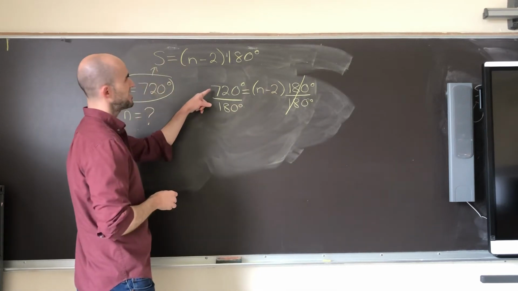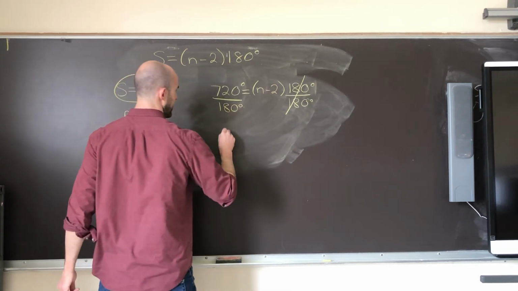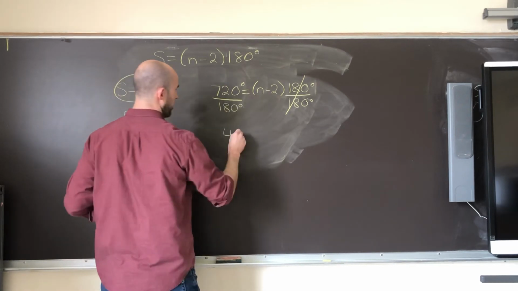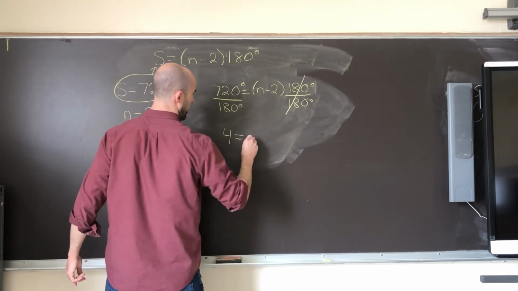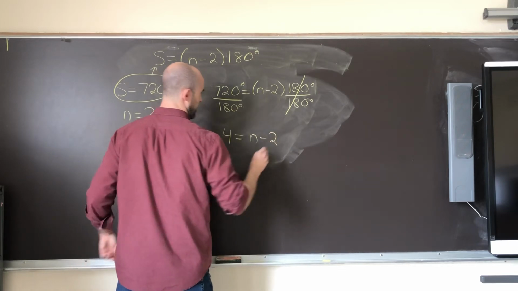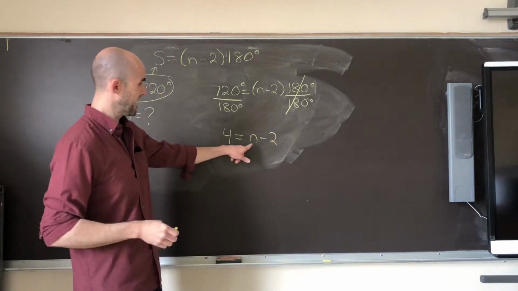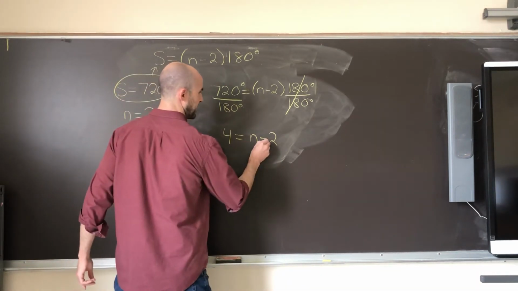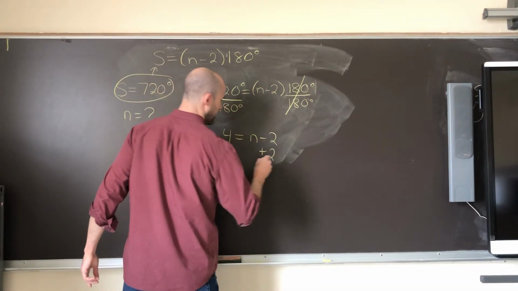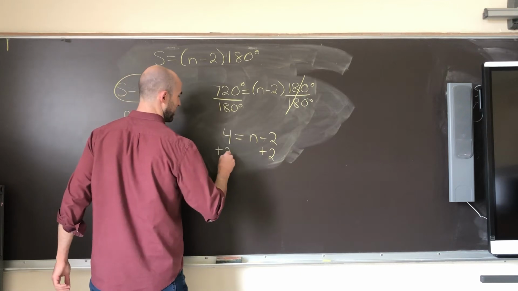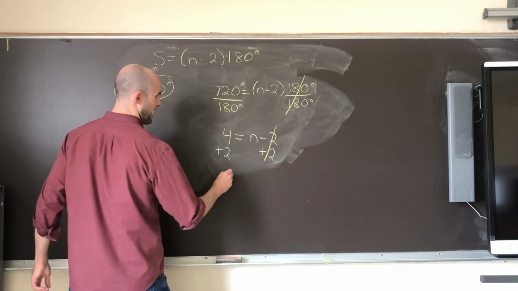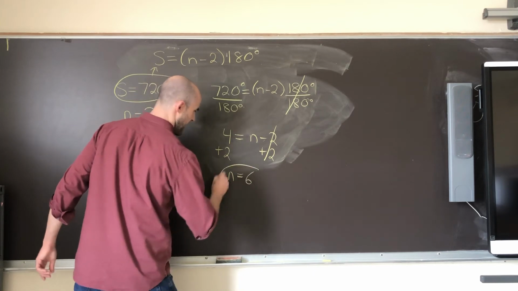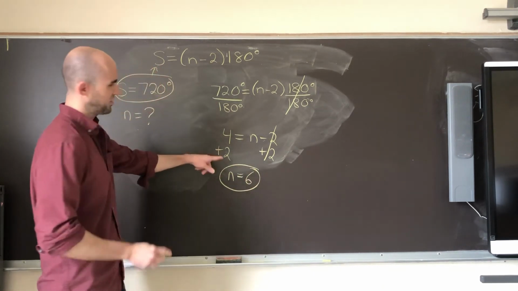And now we have that 720 divided by 180 gives us 4, right? All we did was just divide. So we have 4 equals, now n minus 2 is all we have left. To get n by itself, let's get rid of that 2. Opposite of subtraction is addition. So add 2 there, add 2 here. The 2's cancel out, and we're left with n equals 6. And we got 6 because 4 plus 2 is 6.